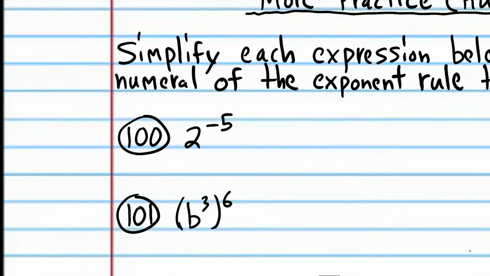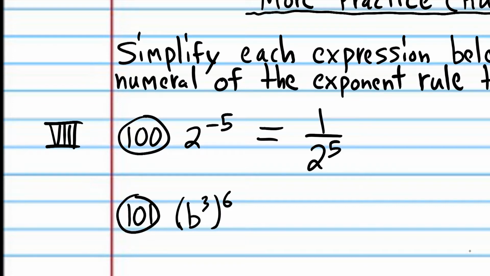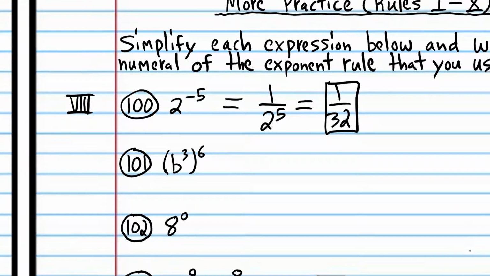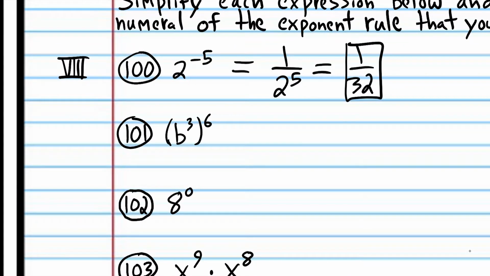All right, we're back. This is rule number 8. Any negative power, you can just write it as a positive power under 1. And 2 to the 5th power, that's kind of a big number, but you can figure it out. It's just 32. So if you got that one right, good job. Try number 101, and when you come back, we'll do it together.